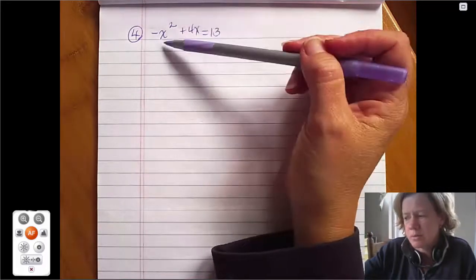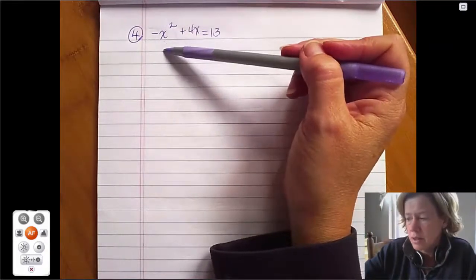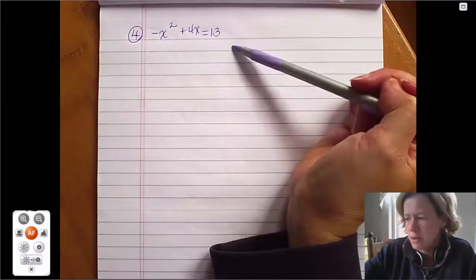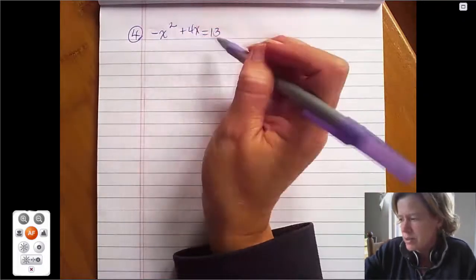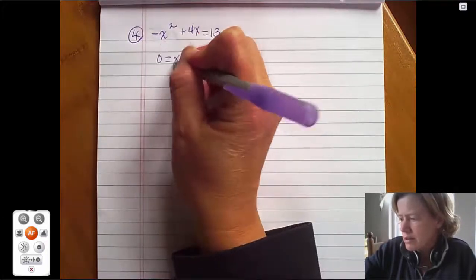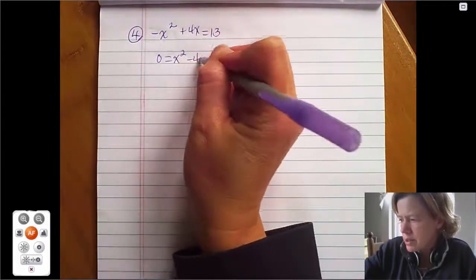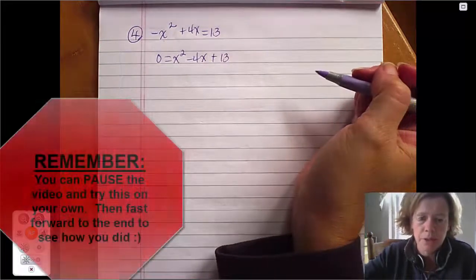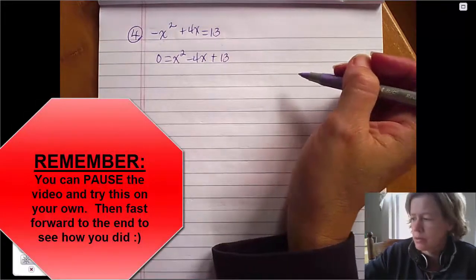So I'm actually going to make my left side the 0 side here. So I'll subtract x squared and subtract 4x from both sides. So I'm going to add x squared to both sides and subtract 4x and keep that positive 13 there. So now I'm in standard form. I can use my quadratic formula.